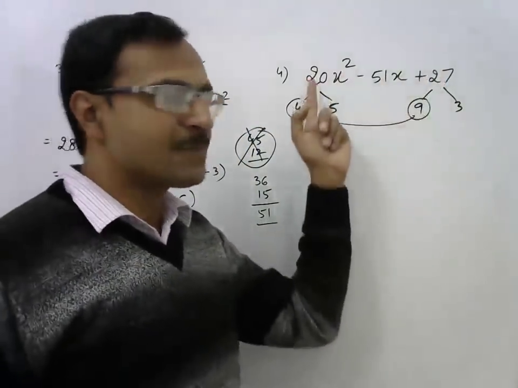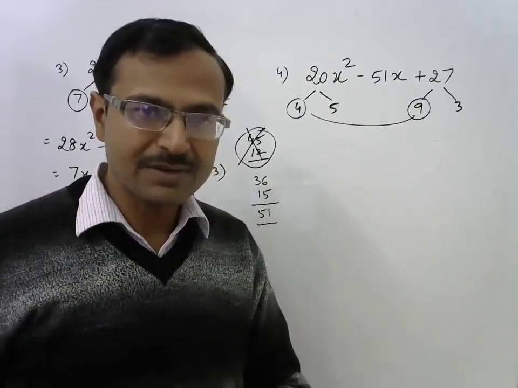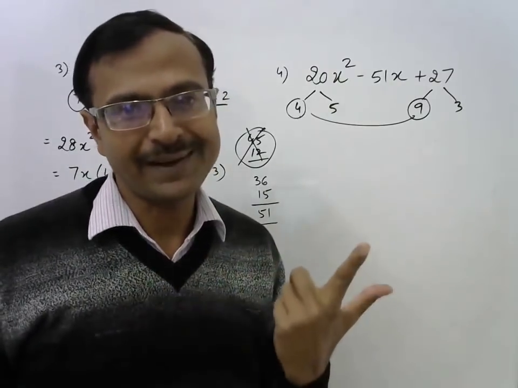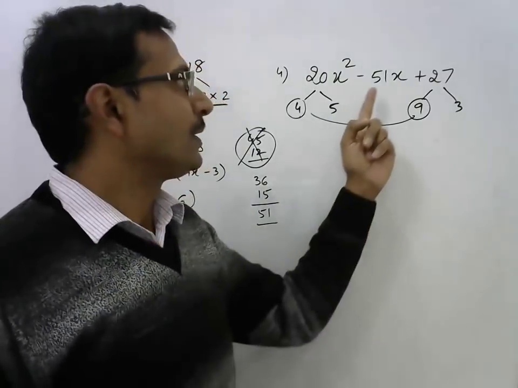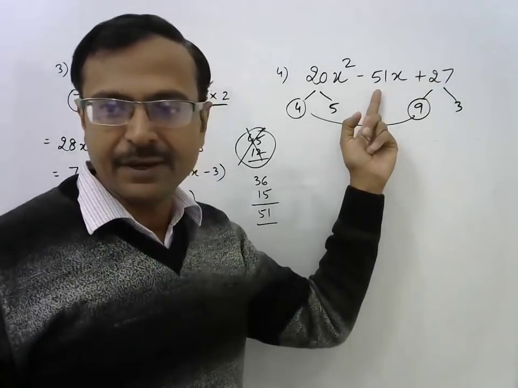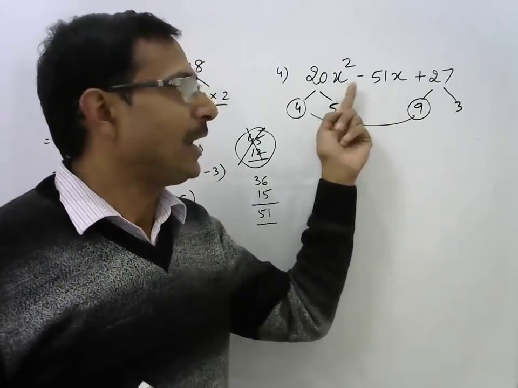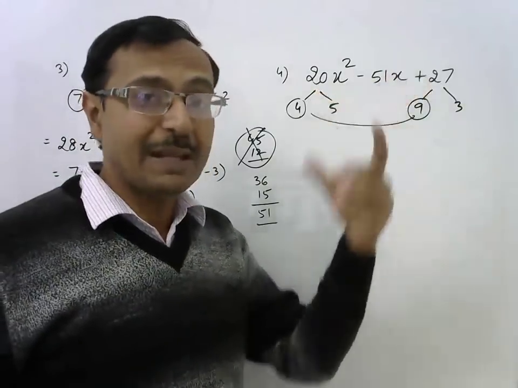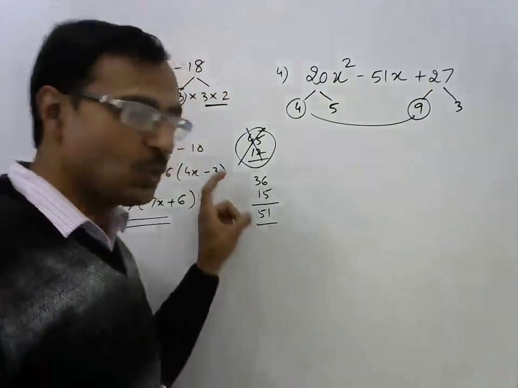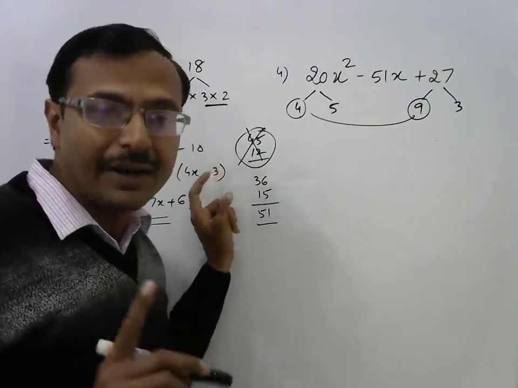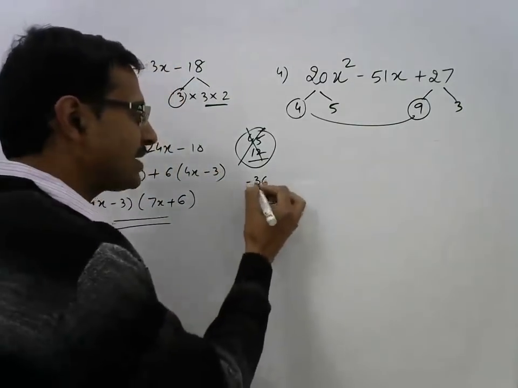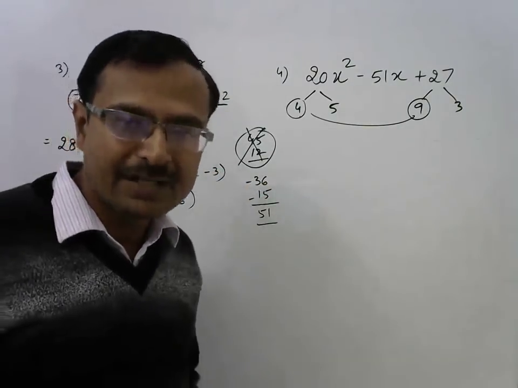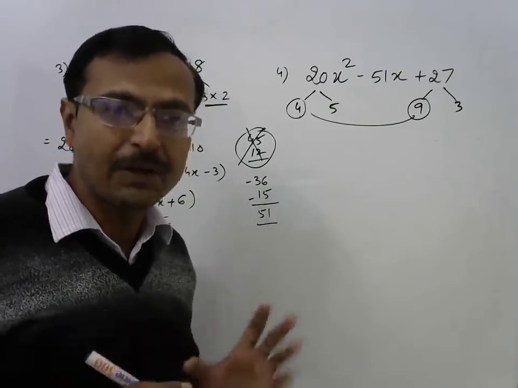Now see, the product is positive. So whenever the product is positive, either both are positive or both are negative. Now this term in the center is a negative term. And whenever the central term is negative and the product is positive, then both the factors which you have decided here are negative. So we have a minus 36 and a minus 15 as the middle term split of this question.